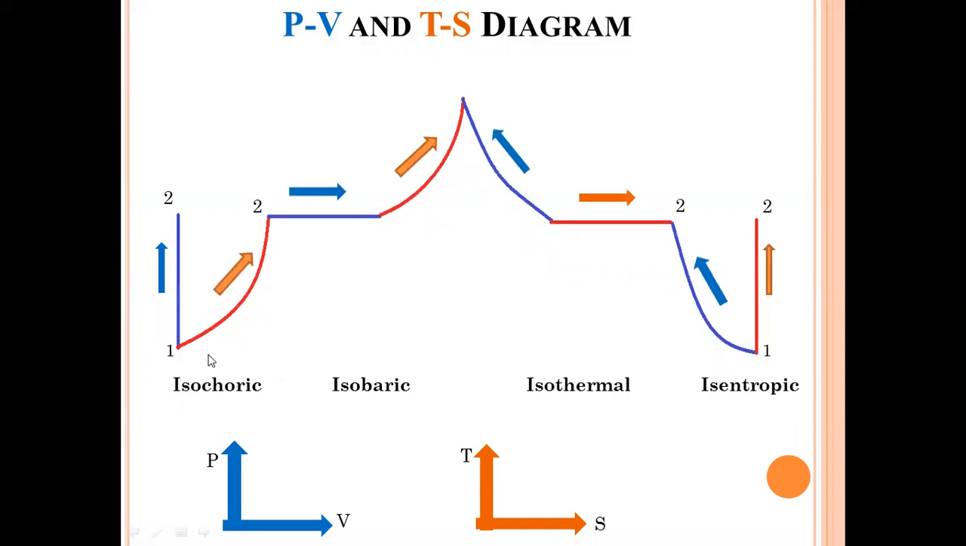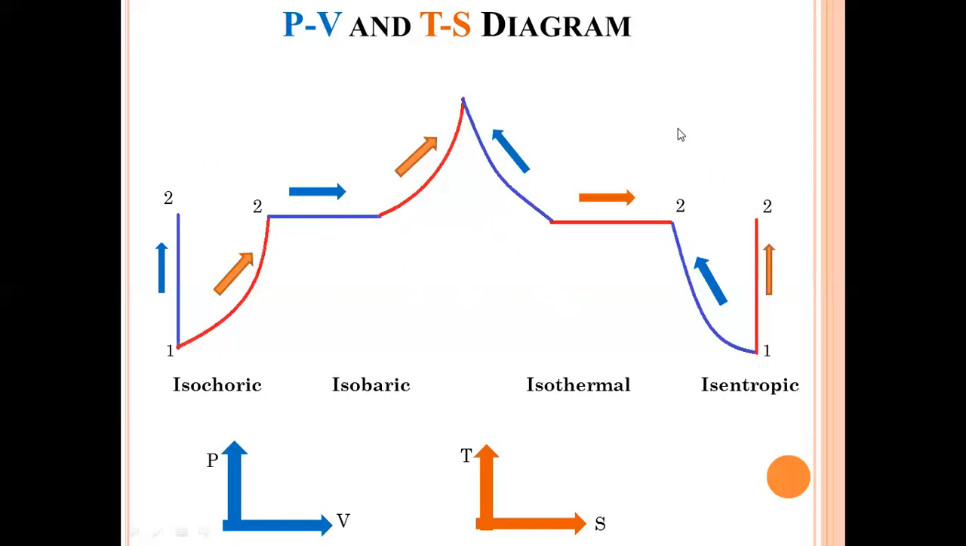Let us take the first process, isochoric, as an example. The meaning of isochoric is constant volume, meaning that during this process the volume of the system remains constant. So the 1 to 2 process represents a constant volume process on the PV diagram. On the TS diagram, the 1 to 2 process means that during the isochoric process the temperature of the system increases and the entropy of the system also increases. So this is how we can plot the PV and TS diagram for the different processes.